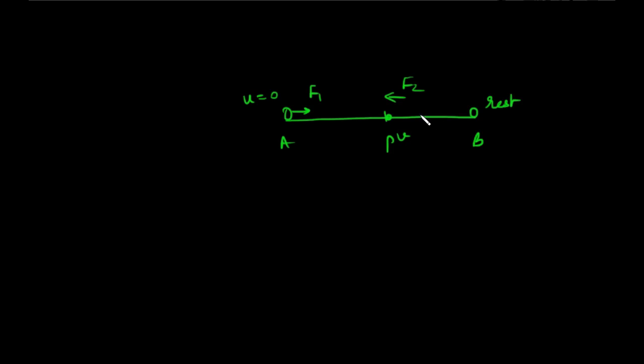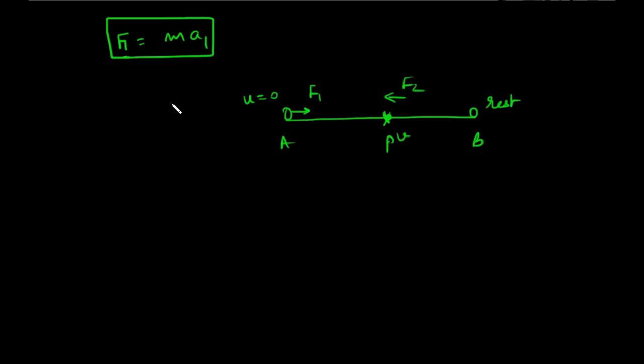So this is the figure given. We see that the initial velocity of the particle is 0. Then force F1 acts on the particle and takes it to a velocity v at this point. At this point again, force F2 acts on the particle and takes it to rest at this point. Now F1, since it is constant, will generate some acceleration. Let us say this is a1. So F1 equals ma1.